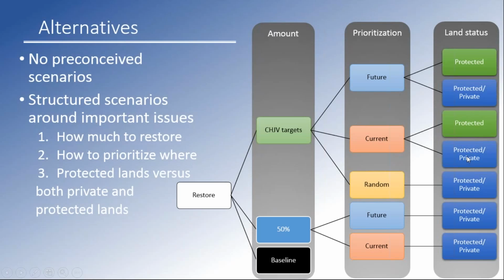Then we have protected versus private and protected. The reason we do this is because there are some differences here. Obviously, protected lands are public lands that often can be managed directly by the agencies, and they can restore how they will. Private lands, on the other hand, you have to rely on private land enrollment and private land programs to get at the restoration that you might want. So there's some differences there. And so we simulated these different scenarios.